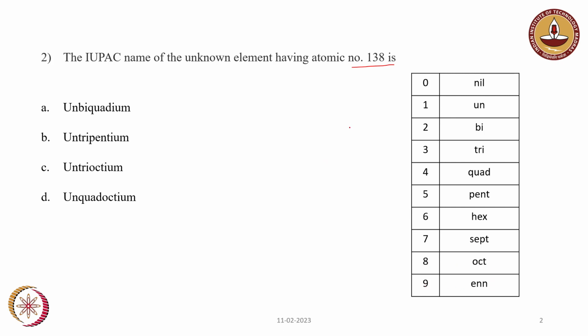Whenever you are writing the IUPAC name for an element, it should end with ium. The digits we have are 1, 3, 8. So 1 is un, 3 is tri, and 8 is oct. So untrioctium. That's the IUPAC name for the element having atomic number 138. So option C is the answer.